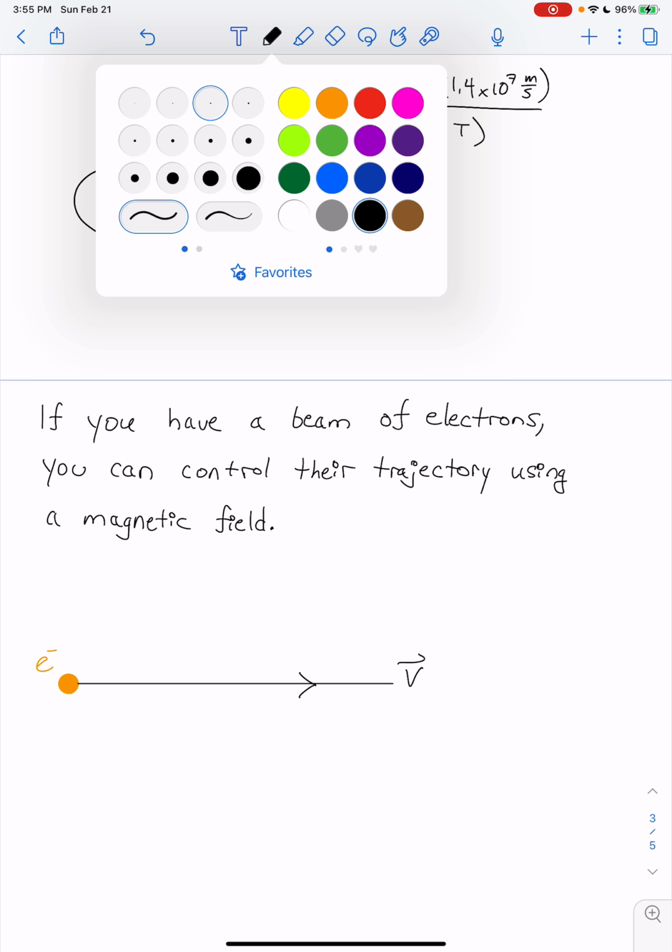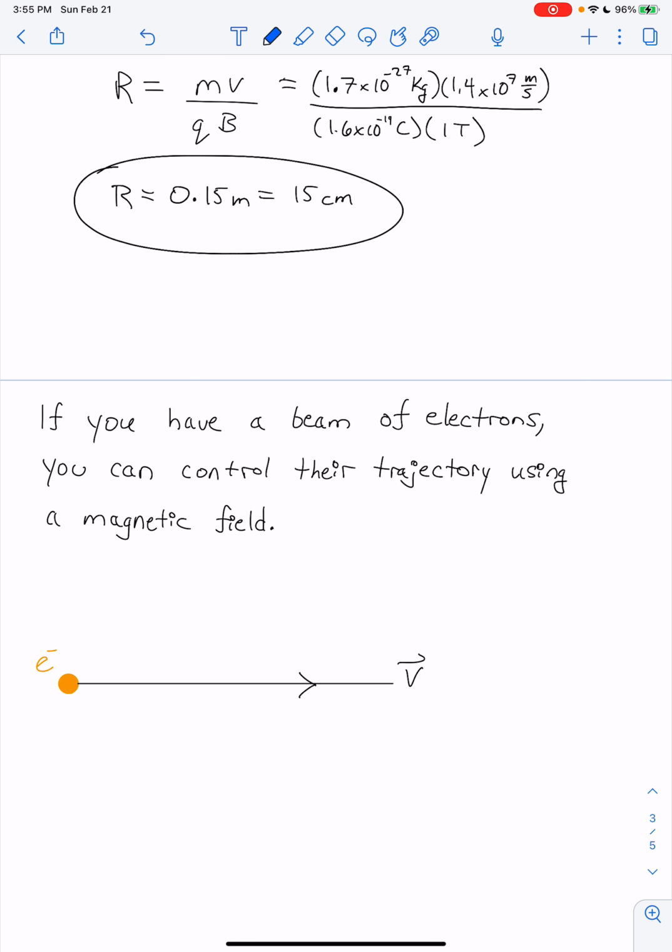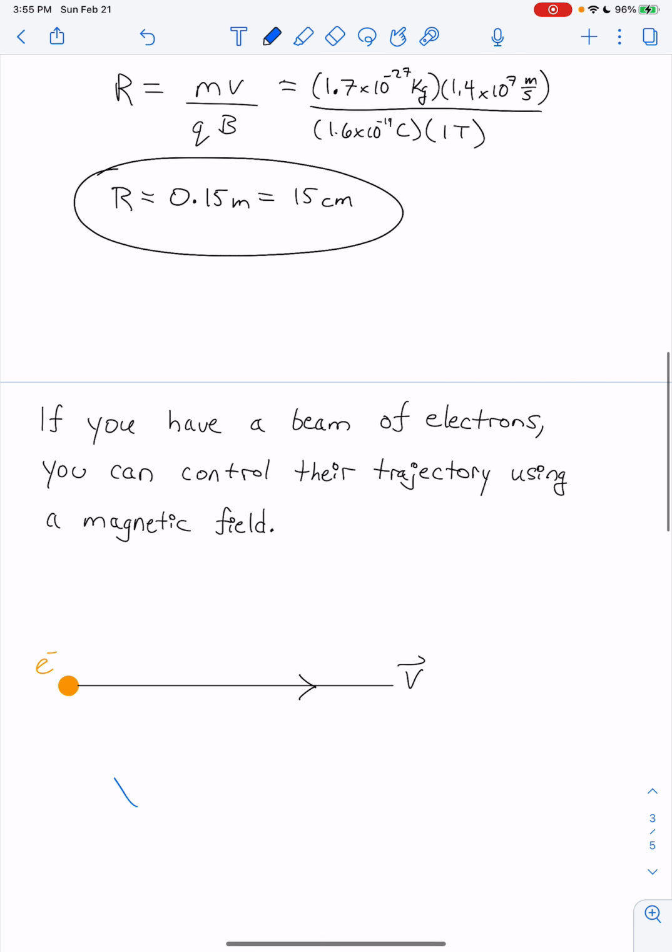Well, we could decide to have, let's pick blue, a magnetic field that is into the page. And if we do that, then let's think about the cross product here, which we're going to go velocity cross B. My fingers are in the velocity direction, and then my fingers are going to curl into the screen, and I will get a resulting force that is upwards. That's the result of the cross product.